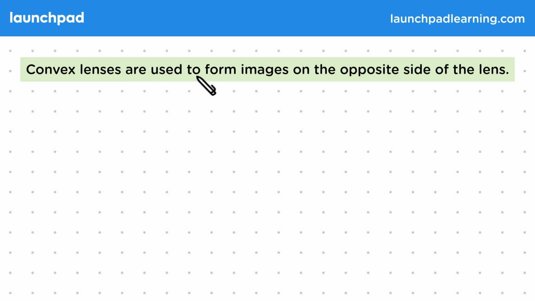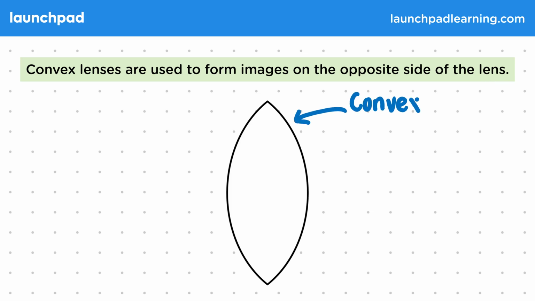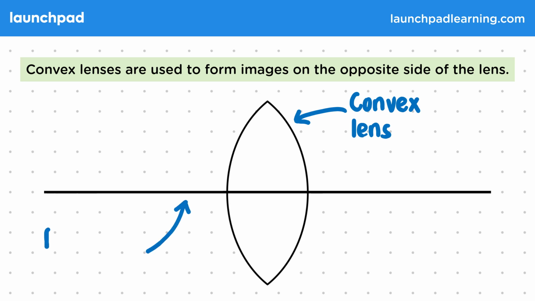Convex lenses are used to form images on the opposite side of the lens. Here's an example of a convex lens, which is a glass device that will cause light rays to refract and converge after passing through it. When it comes to studying images formed by a lens, we should draw in its principal axis. This is the straight line through the middle of the lens along which light rays won't refract, and we can find the focus of the lens.